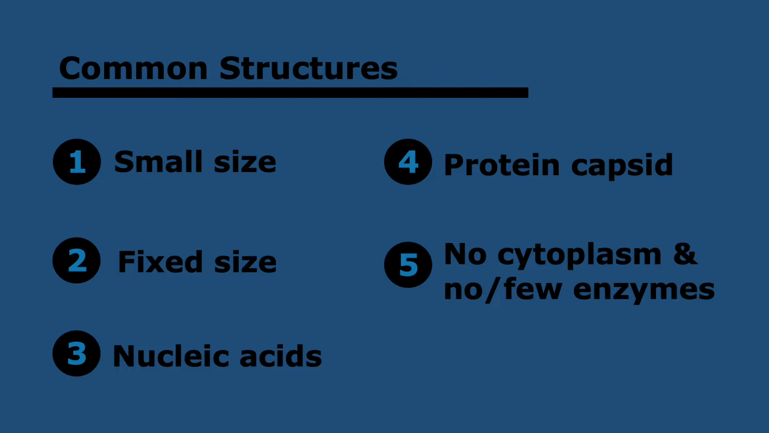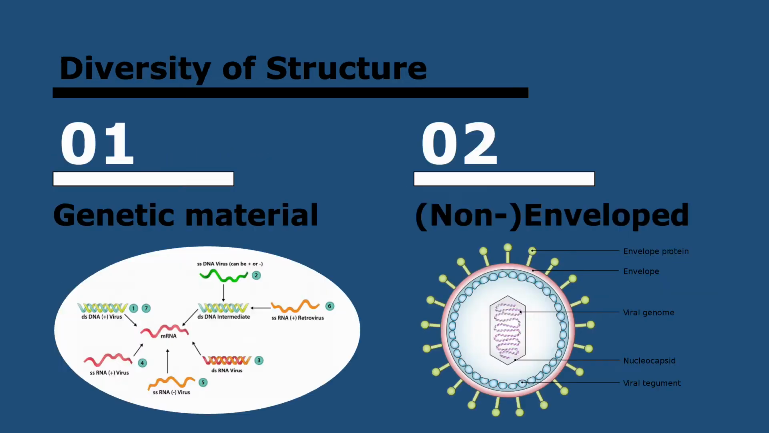replicate their material. Then they have a protein capsid, and this encloses the genetic material in the virus, and all viruses have this. And then they don't have a cytoplasm, and they don't have enzymes, or if they do, they have very, very few. They use the host's enzymes, and if they do have some, those are essential for replication or for infection, but that's rare.